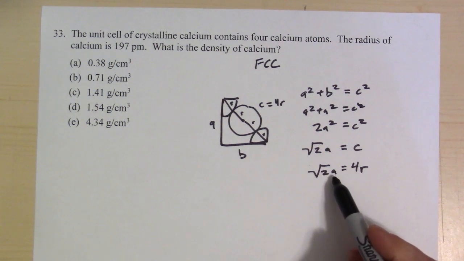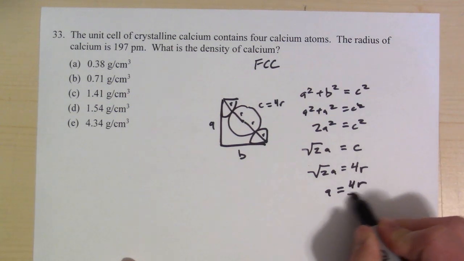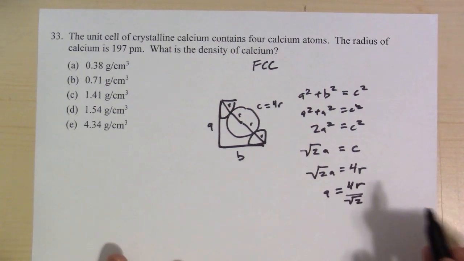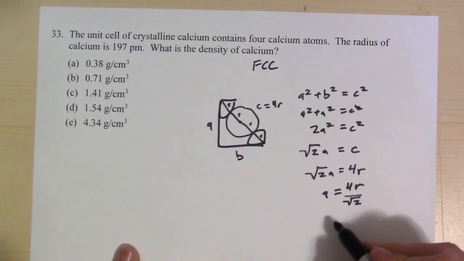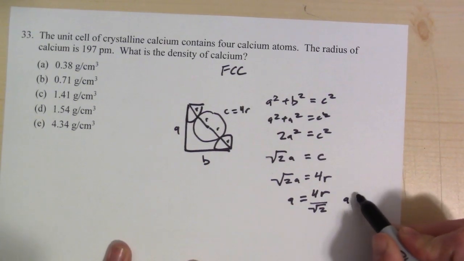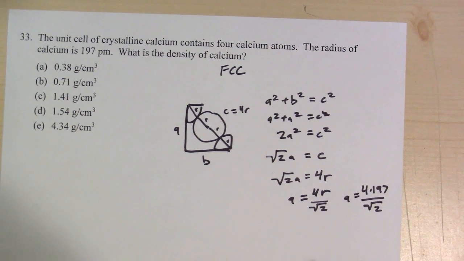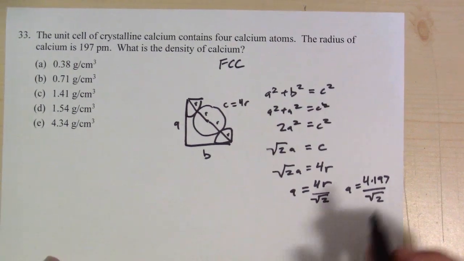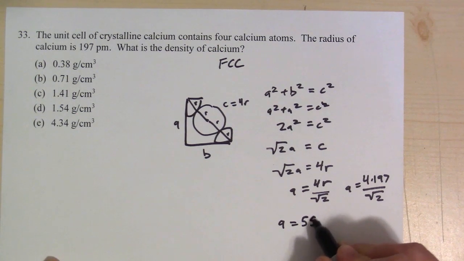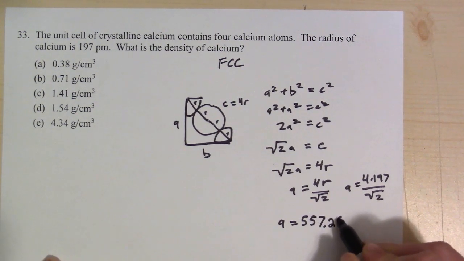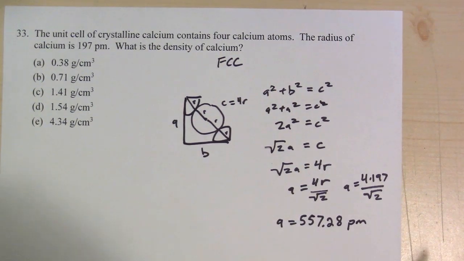We want to solve for A here, so A equal to 4R over the square root of 2. R we're given as the radius of calcium, 197 picometers. So A is equal to 4 times 197 over the square root of 2. So that is going to give us that A is equal to 557.28 picometers. So that is the length of A.